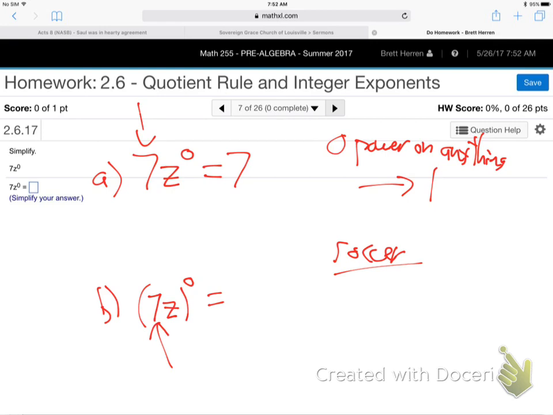So, what is this coach? The coach is a 0 power. What does the coach say to do? Anything I have power over, make it 1. Anything that 0 power has power over, he's going to make it 1. So, this 0 power goes, poof, you're a 1.